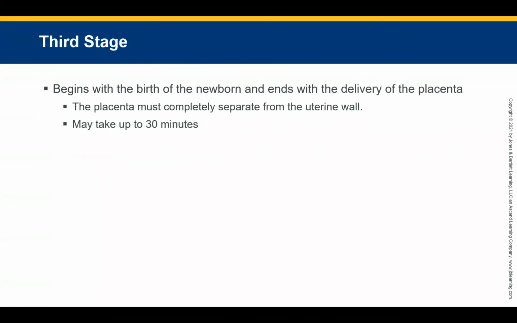The third stage of labor begins with the birth of the newborn and ends with the delivery of the placenta. During this stage, the placenta must completely separate from the uterine wall, and this can take up to 30 minutes.